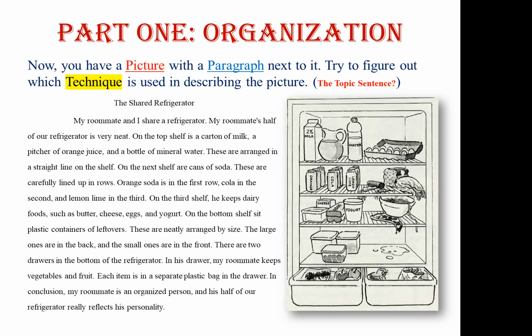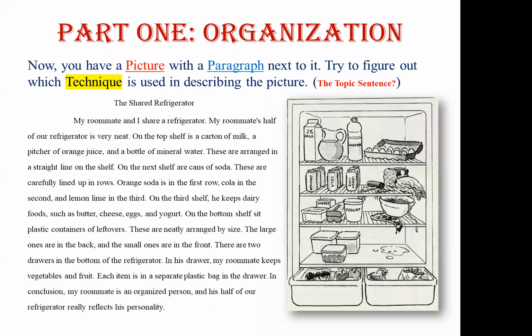My roommate and I share a refrigerator. My roommate's half of our refrigerator is very neat. On the top shelf is a carton of milk. So as you can see here in the picture, you can see a carton of milk, okay, which holds 2%. A pitcher of orange juice. Okay, next to the carton of milk, you can see a pitcher of orange juice also, and a bottle of mineral water. Okay, so also you can see water here. These are organized in a straight line on the shelf. Okay. On the next shelf are cans of soda.